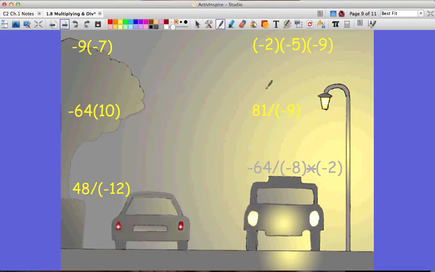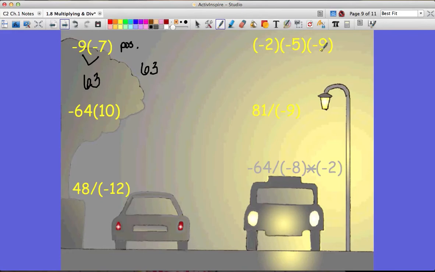All right, so I'm going to try these first 2 problems with you, and then you are going to do the last 2 on your own, and then these 2 are going to be part of your quiz. So if I do -9 times -7, I know a negative times a negative gives me a positive, so my answer is going to be positive. So I write that down just to remind me. I know that 9 times 7 gives me 63, and since my answer is positive, I know that my answer is a positive 63.